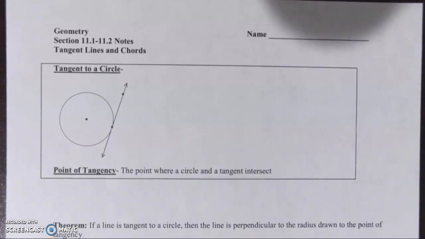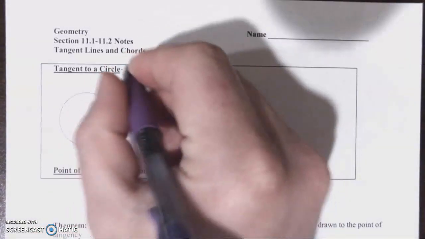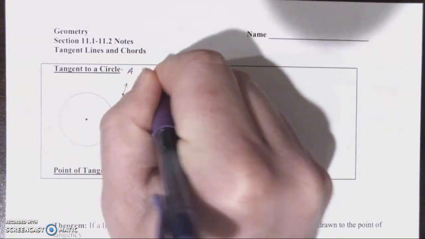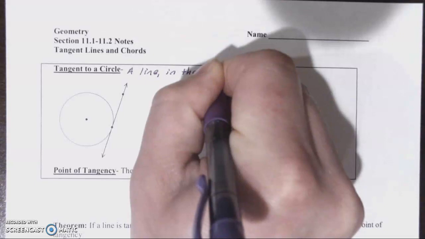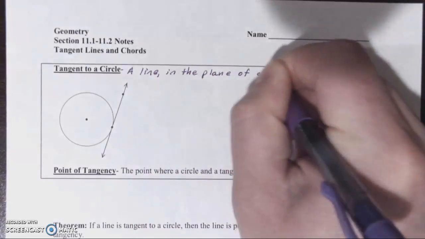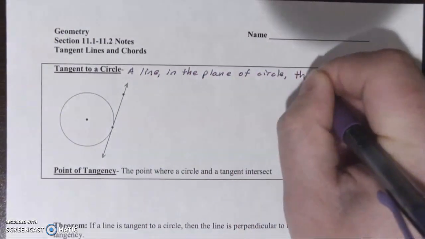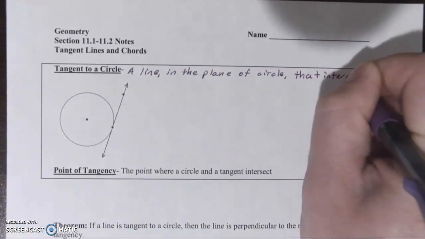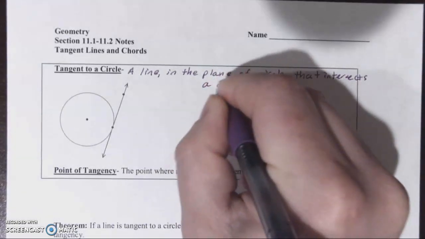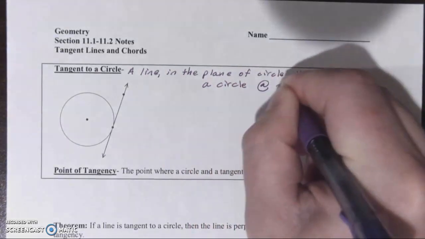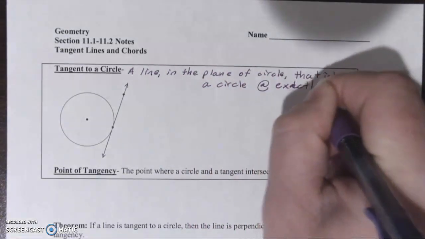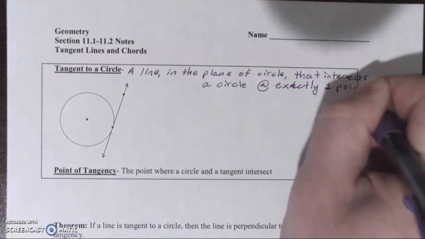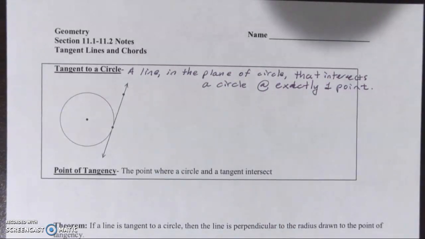But we first start with a couple lines that you'll see that intersect circles, and the first one we'll talk about are tangent lines, okay? A tangent line is a line in the plane of the circle that intersects a circle at exactly one point. Basically, it just barely touches the circle at one singular point.